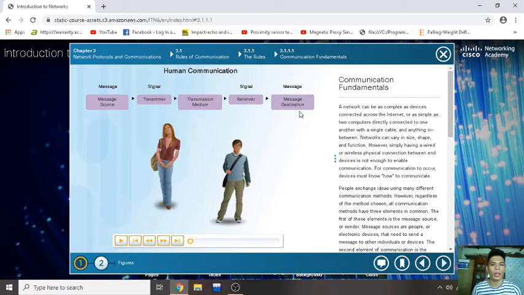So in this video, I select the communication fundamentals. First, in this video, you can see the idea is transmitting to the other persons. So we have the message source, transmitters, transmission medium, receivers, and the message destinations. If you have a message source, it will be a message destinations. So go to the next.